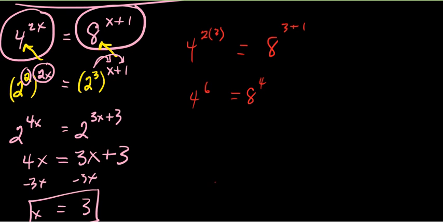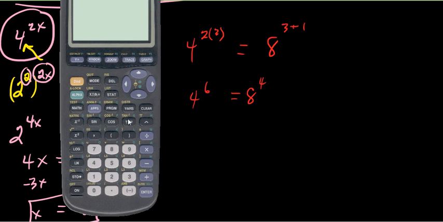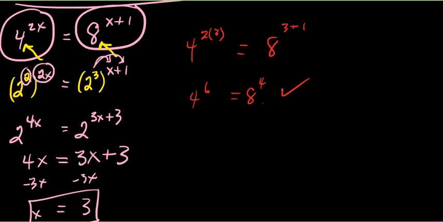Now, if you don't know those offhand, that's fine. Get out your calculator and you can just check that, right? So we'll turn it on here. Oops, exit, quit. So that's 4 to the power of 6 and 8 to the power of 4. There you go. They're the same. So we've checked it and it looks good. So x equals 3. Got it?